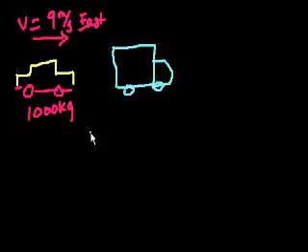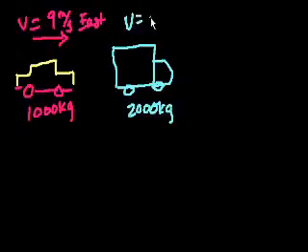Here's my truck. And this is a 2,000 kilogram truck, and it's stationary, so the velocity is 0. And when the car hits the truck, let's just say that it somehow gets stuck in the truck, and they just both keep moving together, so they get stuck together. So the question is, what is the resulting speed of the combination truck and car after the collision?